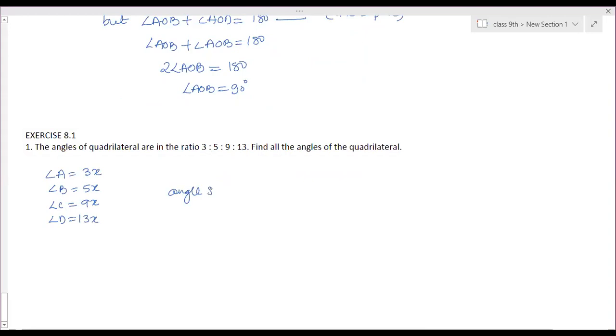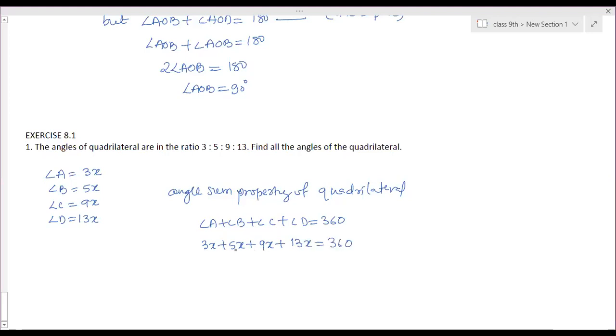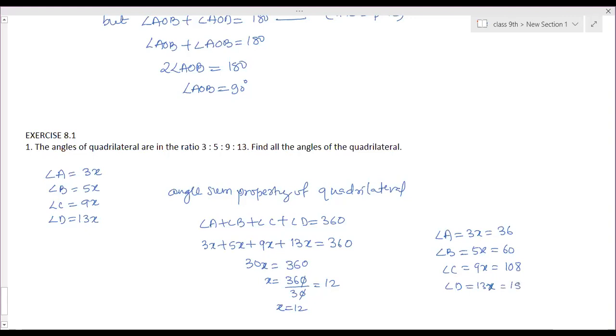We know the angle sum property: all the angles sum up to 360 degrees. Angle A plus angle B plus angle C plus angle D is equal to 360. So 3x plus 5x plus 9x plus 13x is equal to 360. That is 30x equal to 360. x is equal to 360 by 30, that is 12. So x is equal to 12. Therefore angle A is 3x, that is 36 degrees. 5x means 60 degrees. 9x is 108 degrees. 13x is 156 degrees.